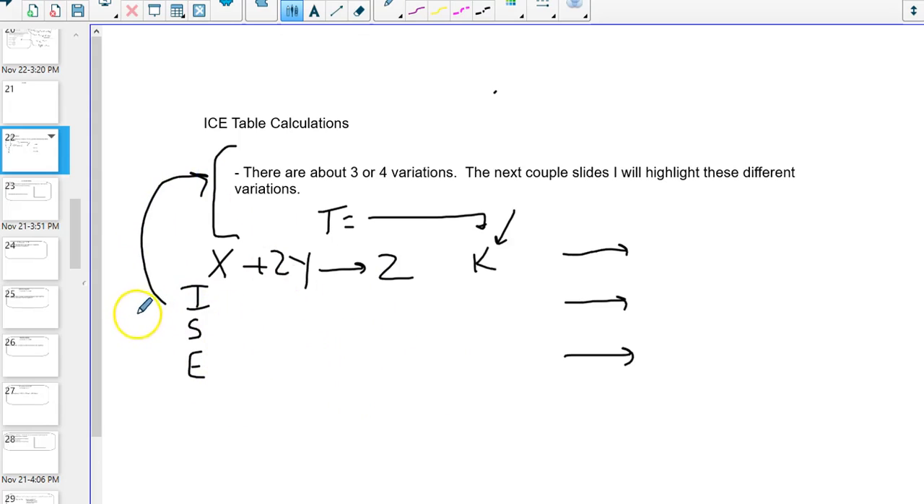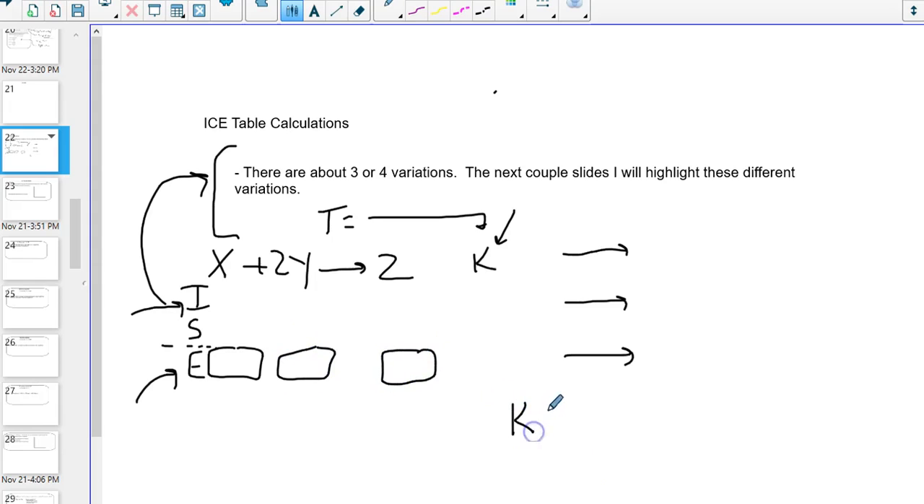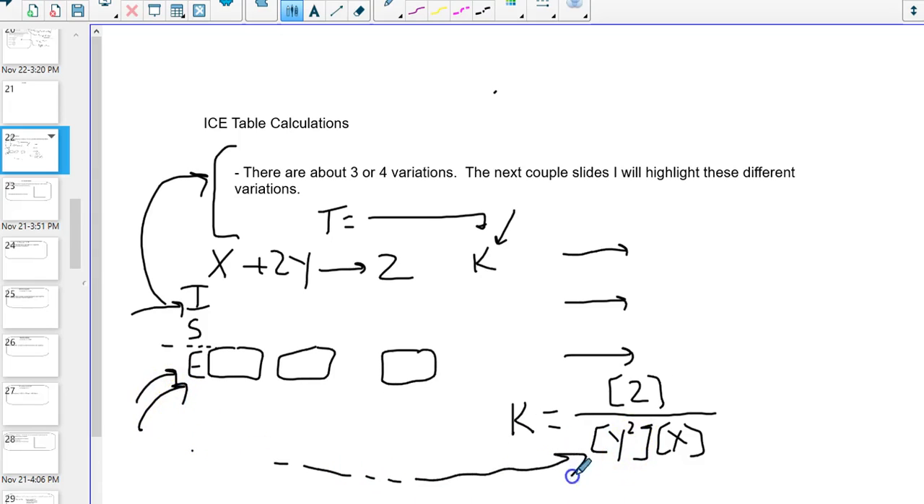We have initial concentrations that can be given, and we have equilibrium concentrations that can be given. Whenever you're doing these calculations, the equilibrium concentrations of x, of y, and of z can be placed directly in the equilibrium expression. For this one, it is the concentration of z over the concentration of y squared times the concentration of x. So in this situation, if they give you equilibrium conditions, then those are just going to go in here.